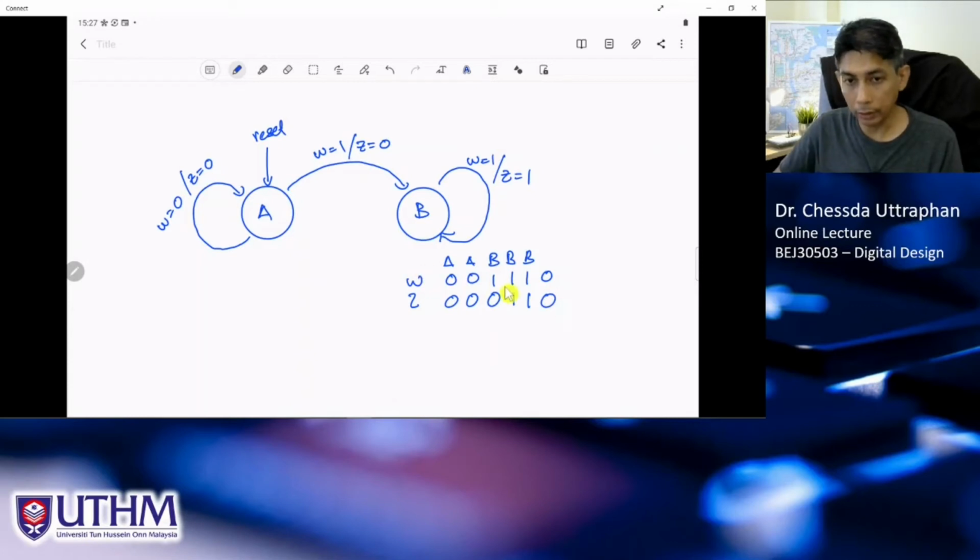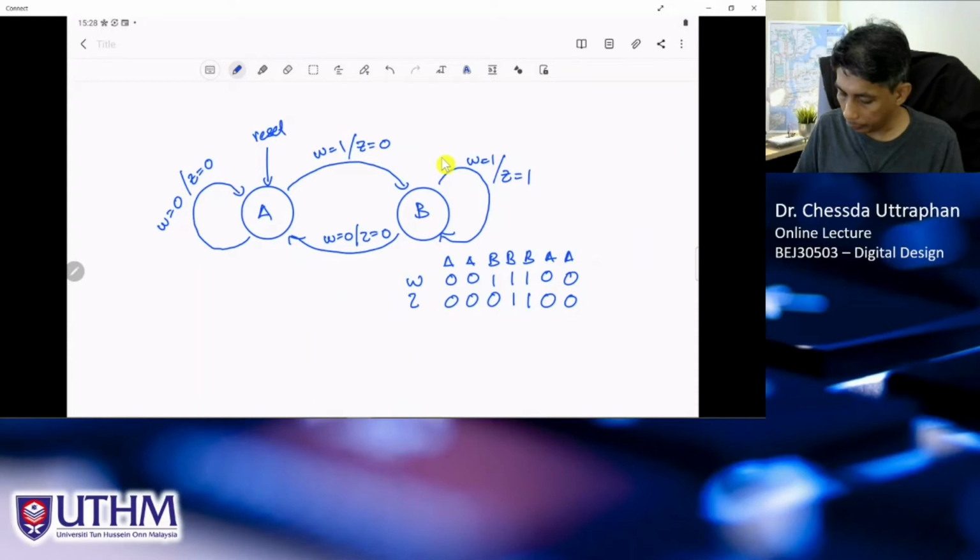But of course, if this happens, we cannot stay at B. We need to go somewhere else. In this case, we can go back, all right? Because if w equal to 0, z should be equal to 0. And if w remains 0 here, we remain at A, and z remains 0. If another w equal to 1, this should be A.